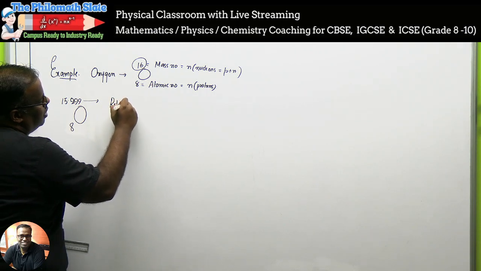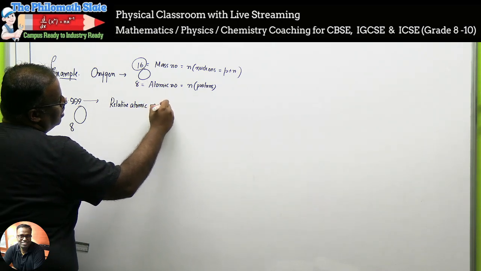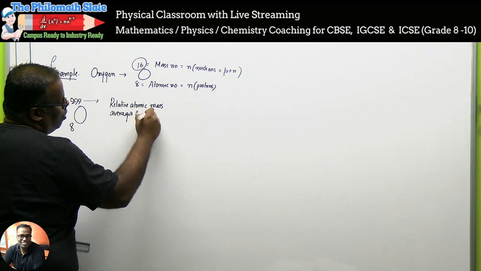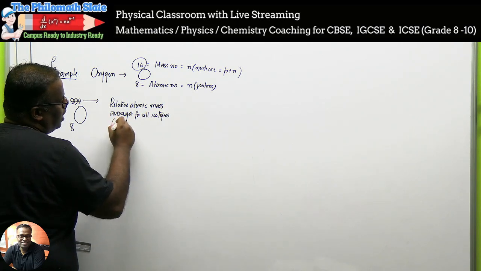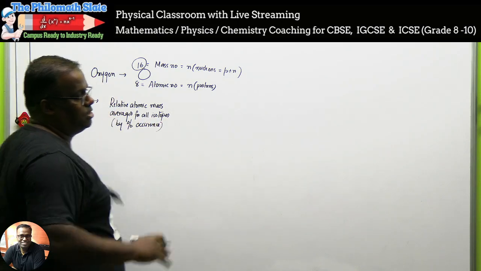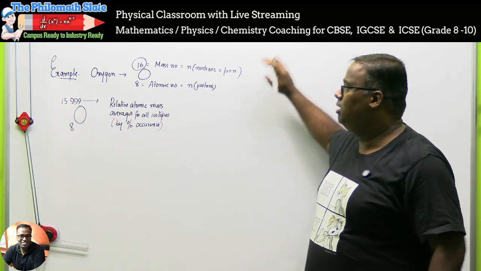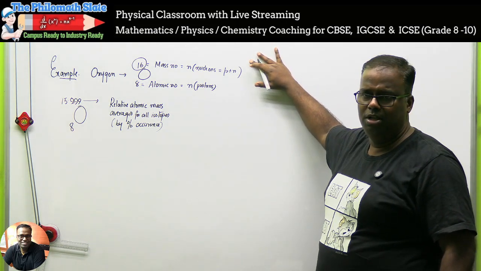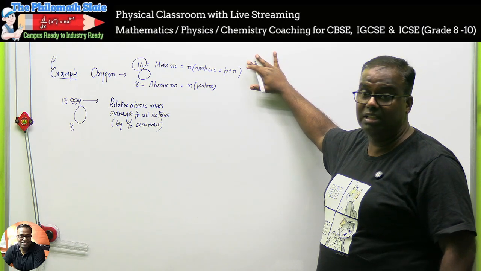relative atomic mass, averaged for all isotopes by percentage occurrence. Did you understand this or not? Say if you did not understand, we will explain again. When you see it in the periodic table, look here. This is the mass number. Mass number is a whole number because mass number means the count of protons and neutrons. Protons and neutrons cannot be half, right?